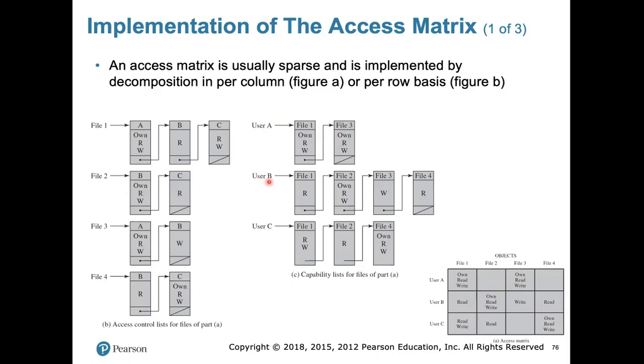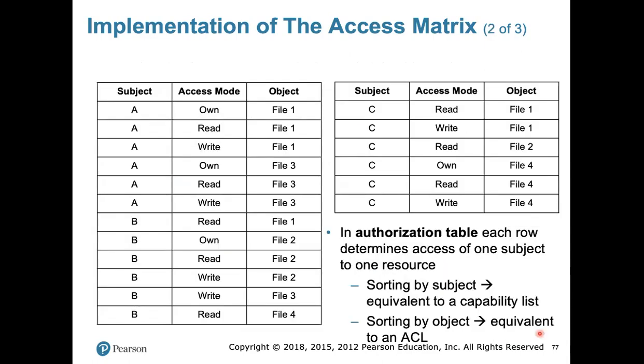User B, we have all of these, we put them together, we link them to each other, and we generate that linked list. And for user C, we generate the linked list as well. Okay, let's go forward. The second implementation for DAC access control is through some tables.